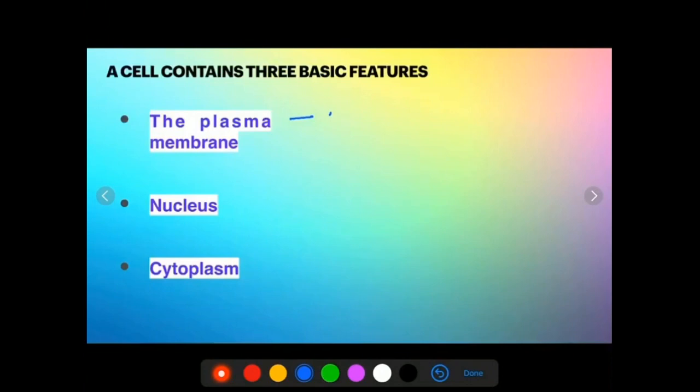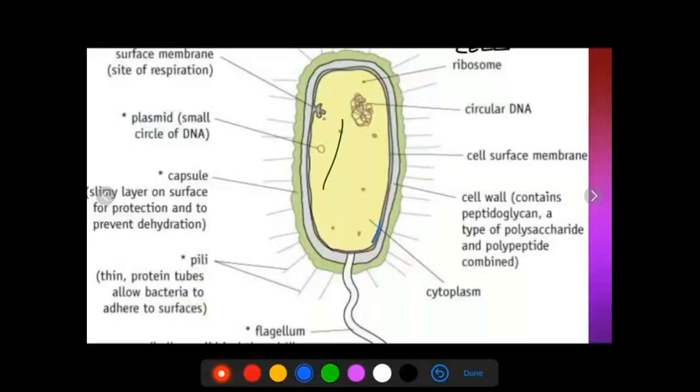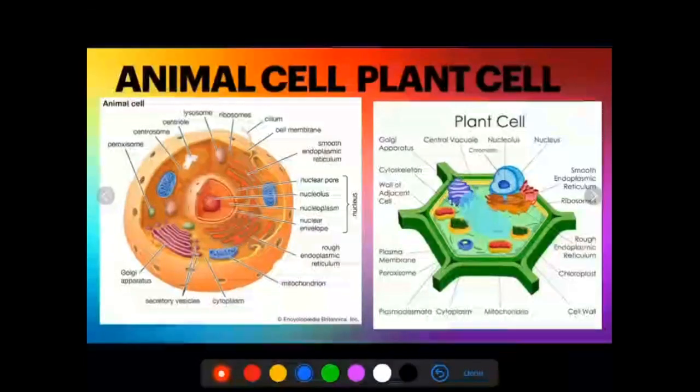Now let us see the details of the cell. The cell contains three basic features. One is plasma membrane, which surrounds the cell. Second is the dense part, nucleus. And third is the gelatinous material filled inside the cell, that is the cytoplasm. Let us deal with them one by one. First of all, we'll see the details of what the cells have. This is a plasma membrane. This is a cytoplasm. This is a nucleus.